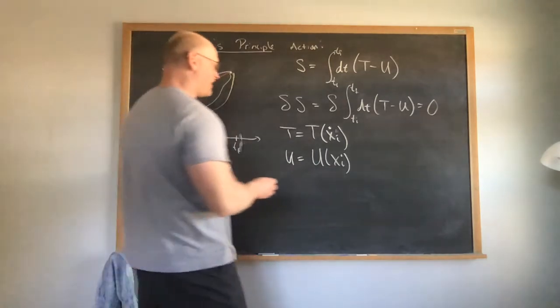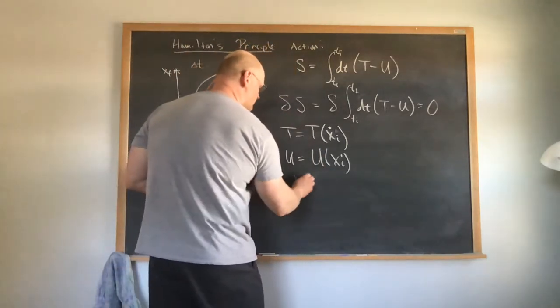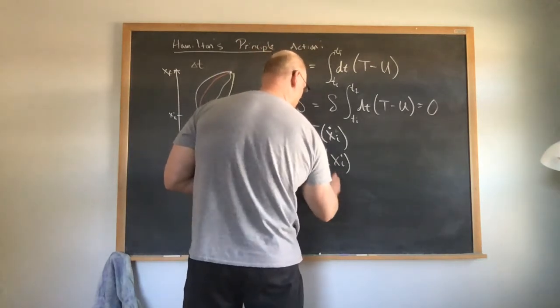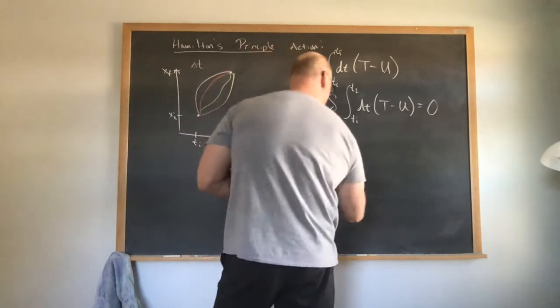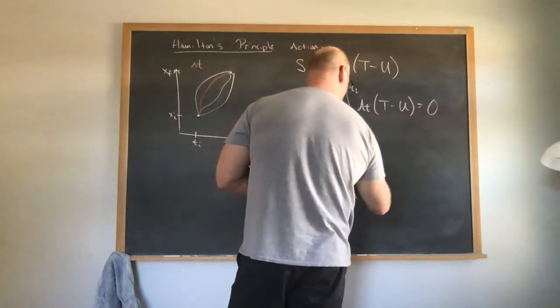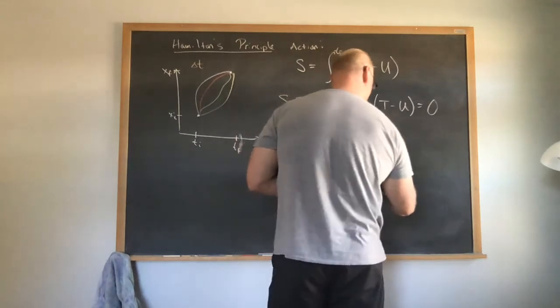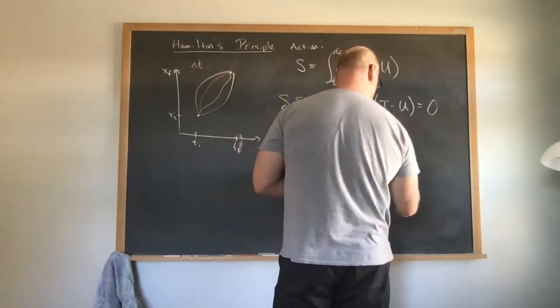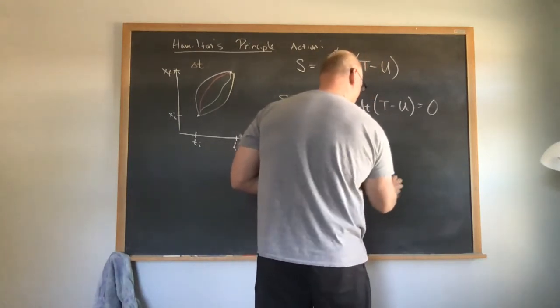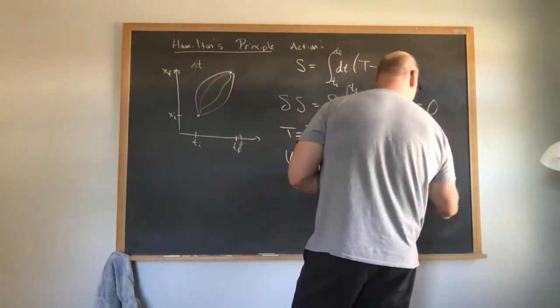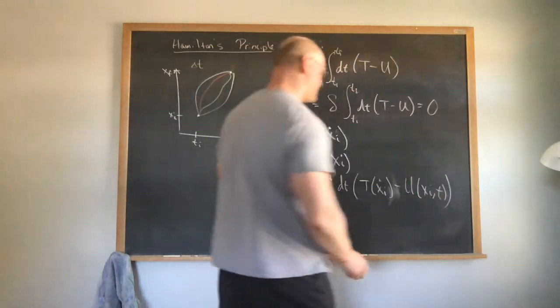So that means if we plug these back in here, this is going to be equal to the variation of the integral from the initial time to the final time, dt, of the kinetic energy, which depends only on the first derivative, minus the potential, which again depends on position and possibly time, so I'm going to put that time in there as well.